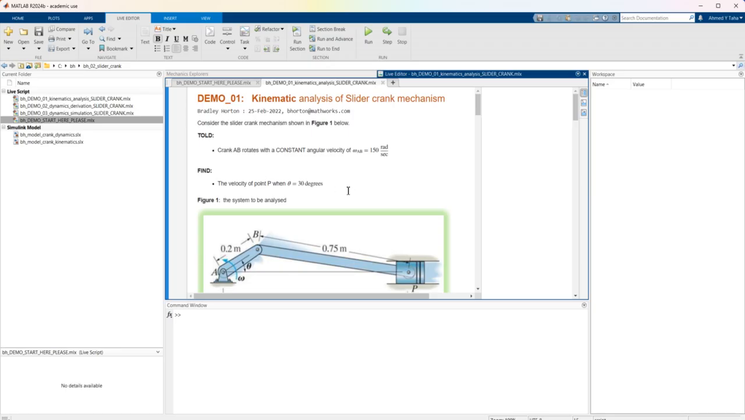Okay, so what we have in this example is that the crank AB rotates with a constant angular velocity of omega AB is equal to 150 radian per second. So the omega AB is going to be for the link AB here. We need to find the velocity of the point P when the theta is equal to 30 degree. This example is quite easy to be solved. We're going to do it by hand calculation.